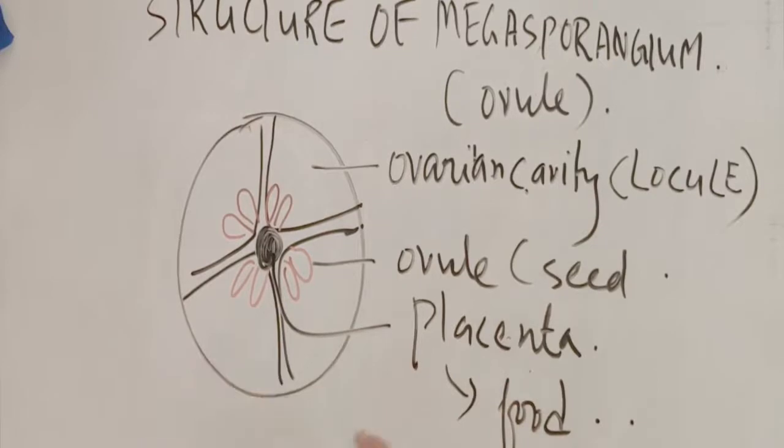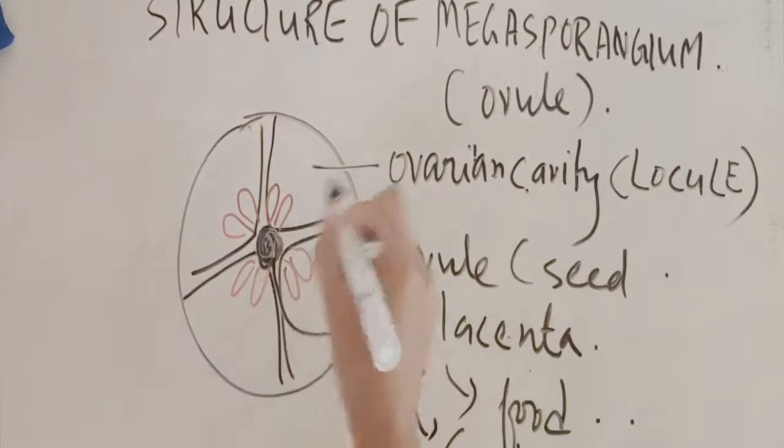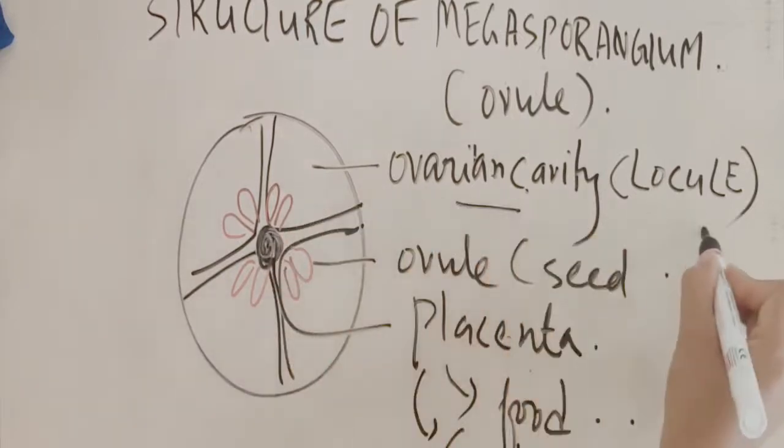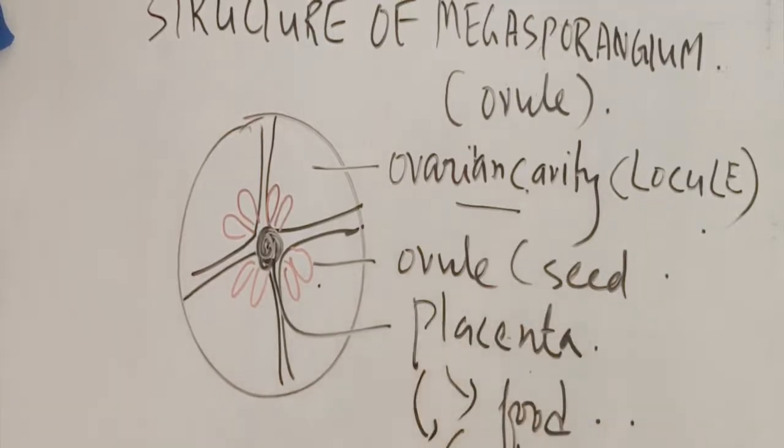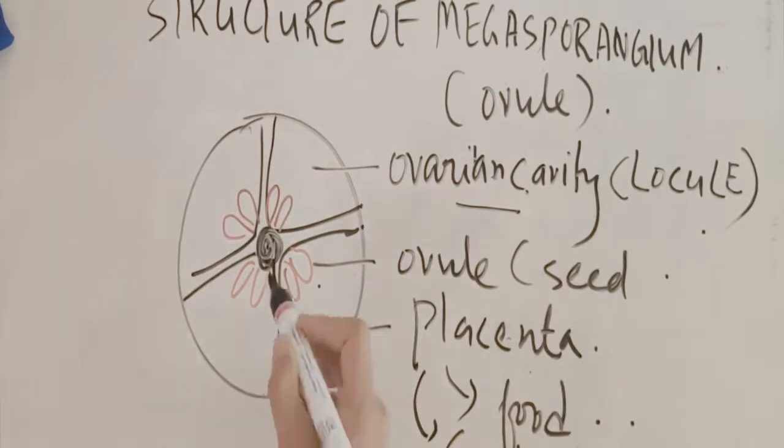The placenta is a cushion like structure which is located inside the ovarian cavity. The ovarian cavity is called the locule. The ovules will later become seeds.